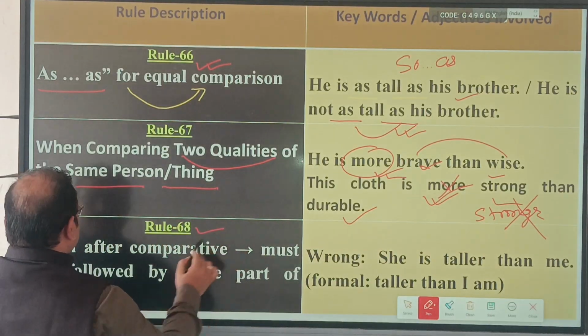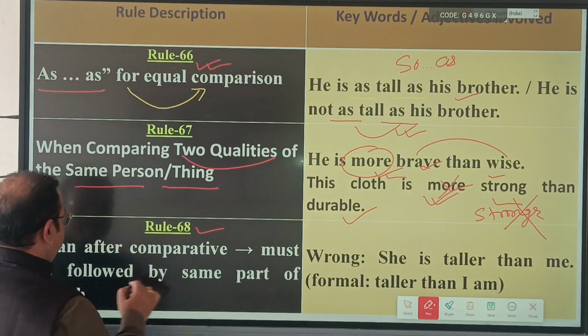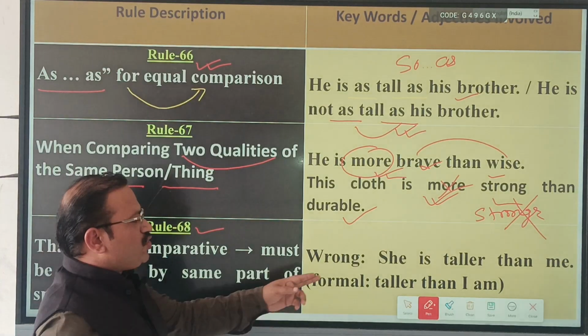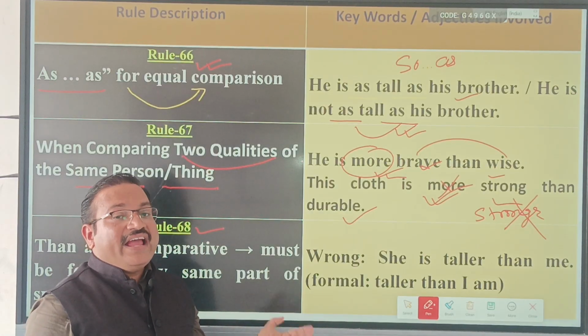Rule number 68. Then after comparative degree must be followed by the same part of speech. She is taller than me. Wrong. She is taller than I am.